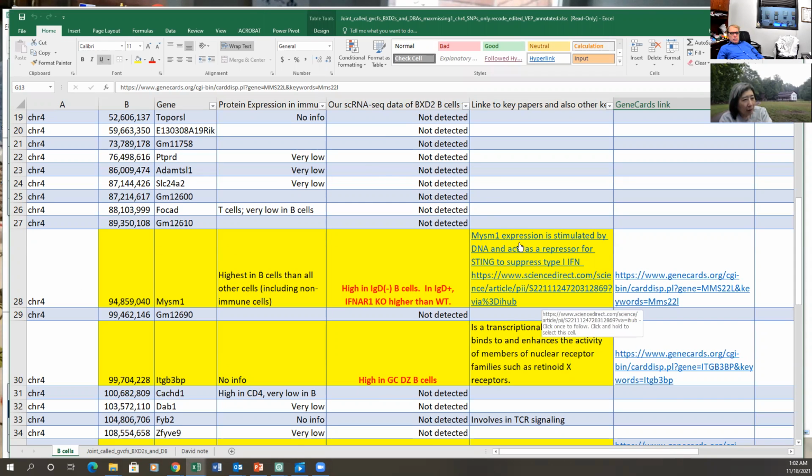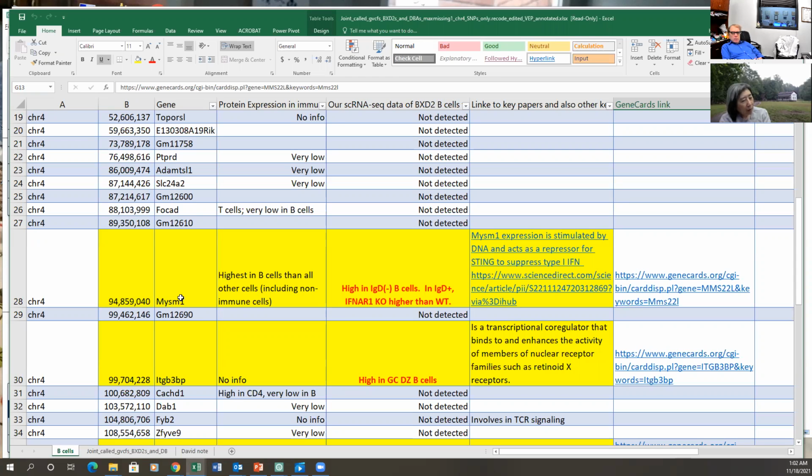This gene's expression is stimulated by DNA and acts as a repressor for STING to suppress type 1 interferon production and action. Actually, I didn't finish the sentence. Here's a paper about that, which I think is very important. So that means type 1 interferon actually suppresses this gene as well. By suppressing this gene, it enables even higher induction of type 1 interferon response.